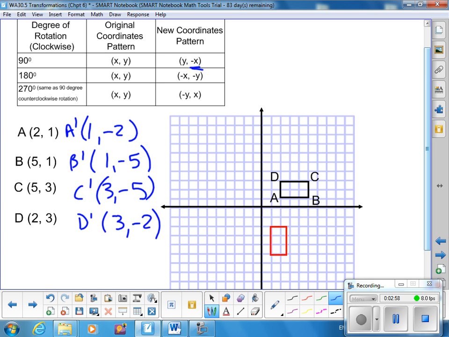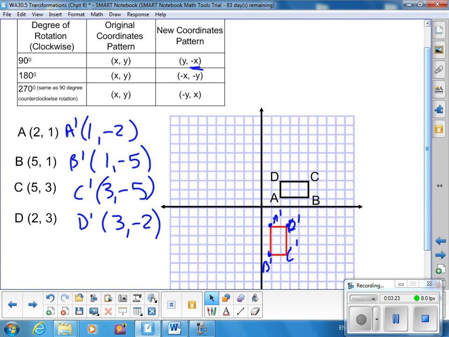So let's see if that worked. So 1 and negative 2 is A prime. 1 and negative 5 is B prime. 3 and negative 5 is going to be C prime. And this is D prime, and this is C prime.